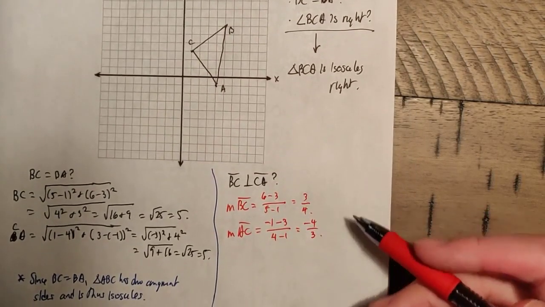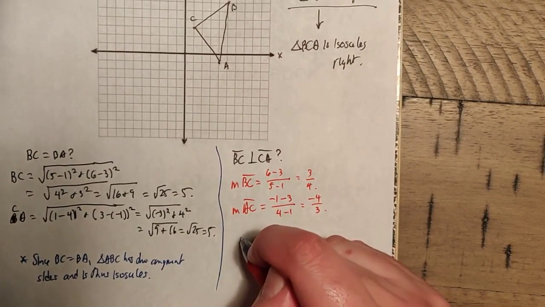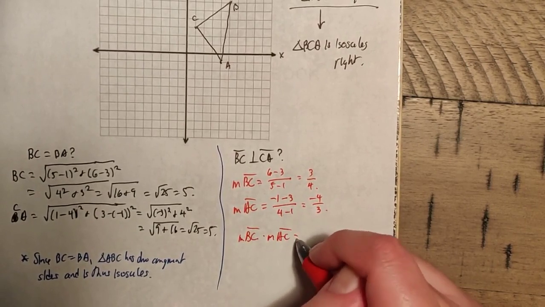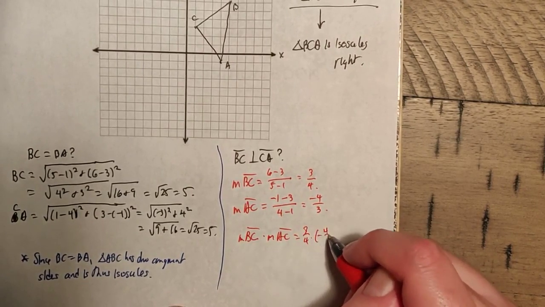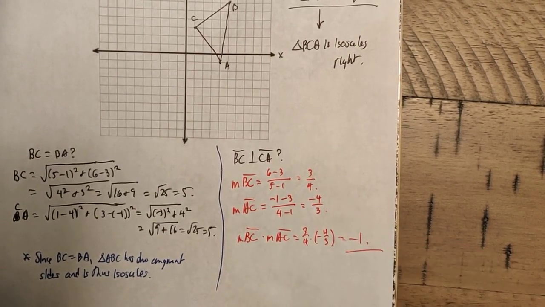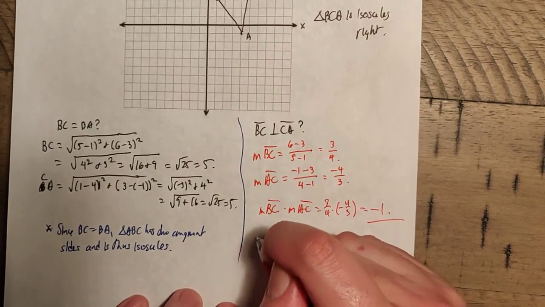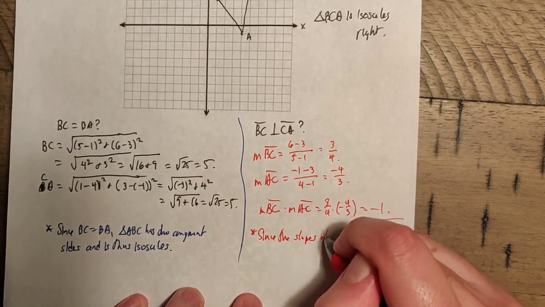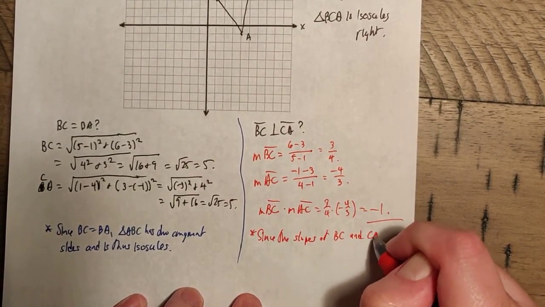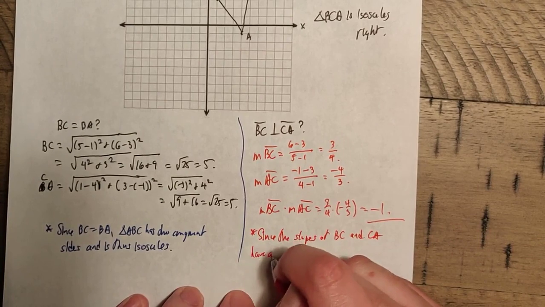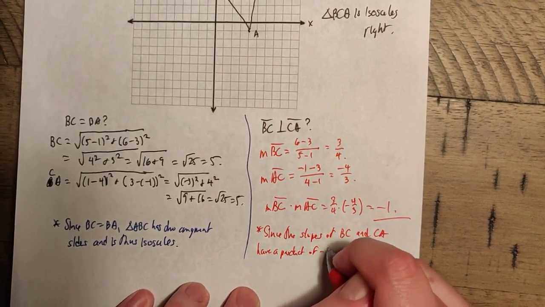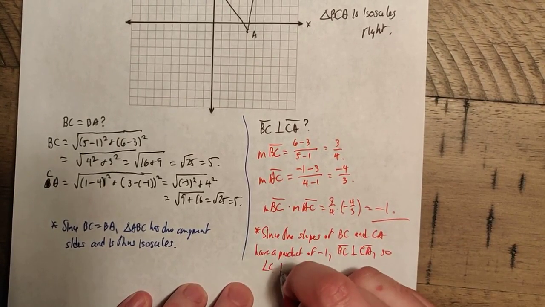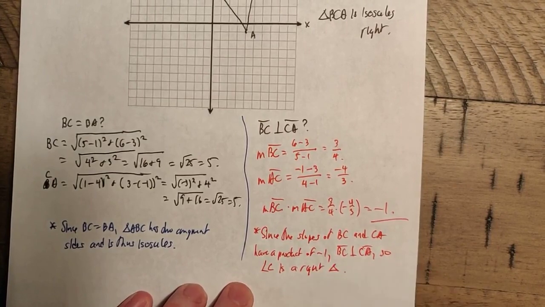And now we note that these are indeed negative reciprocals of each other. Or another way to think about this, you can see that the slope of BC times the slope of AC is 3/4 times -4/3, which is -1, and that's what we wanted, right? So in this situation, since the slopes of BC and CA have a product of -1, we know BC is perpendicular to CA, so angle C is a right angle.